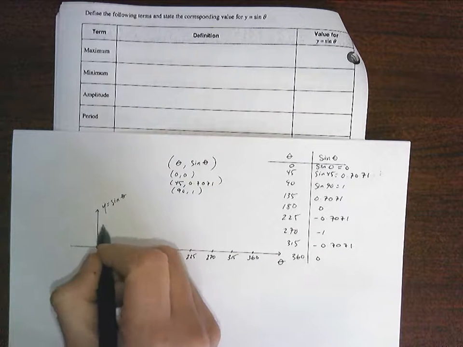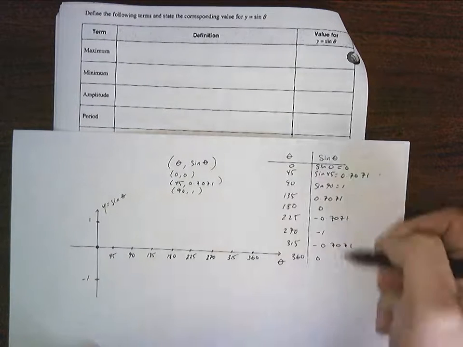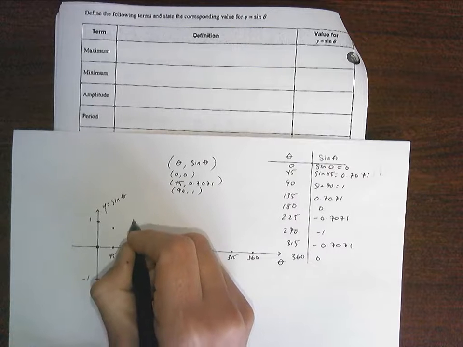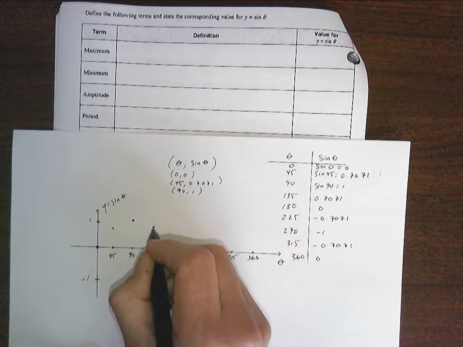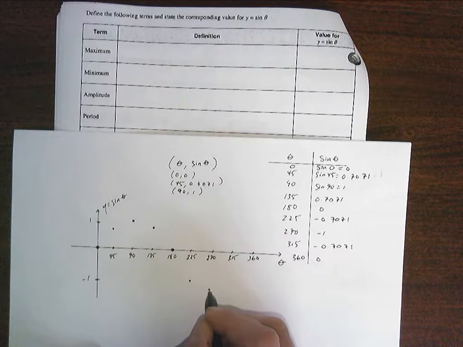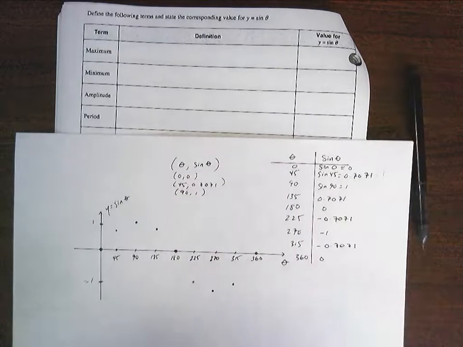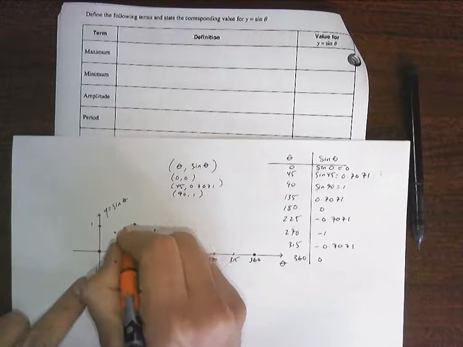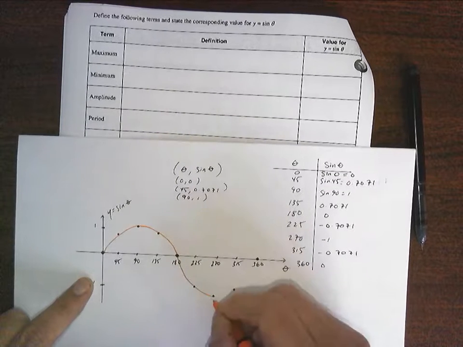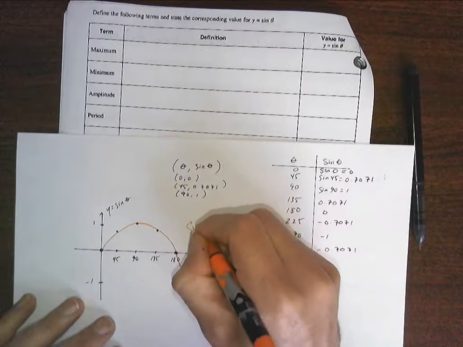So I'm going to go up to a maximum of 1. I'm going to go down to a minimum of negative 1. I can see that from here. And I'm going to go up to 0.7, so approximately here. Then I go up to 1, then I come back down to 0.7, then I come to 0, then I go down to negative 0.7, then I go down to negative 1, then I go down to negative 0.7, and I'm back to 0. And what we have is that nice curve that we saw earlier. The only difference is I sketched it using different intervals on my horizontal axis. But this is the sine curve.